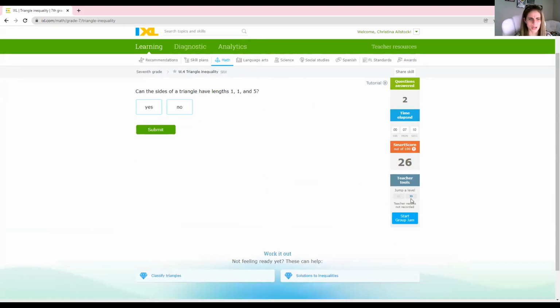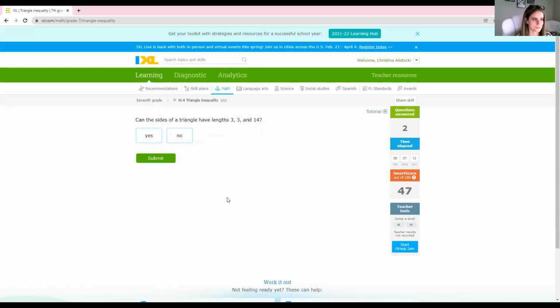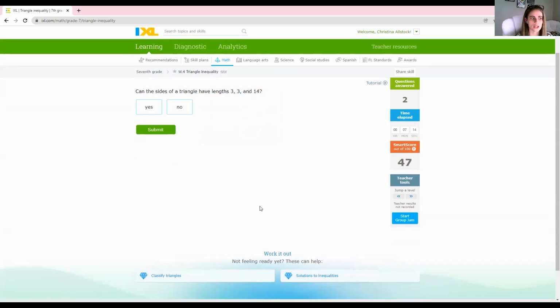All right, let's bump it up a notch here. Can the sides of a triangle have lengths 3, 3, and 14? Let's find out. Let's add the first two together. Is 3 plus 3 greater than 14? 3 plus 3 is 6. Is that greater than 14? No, it's not.